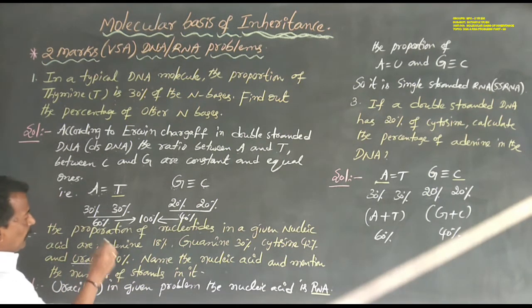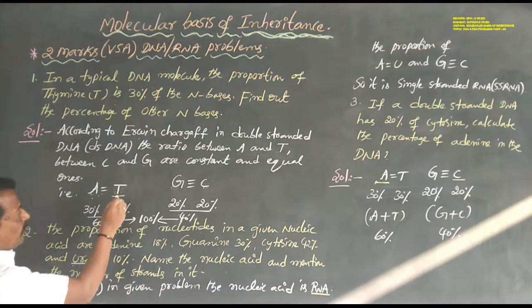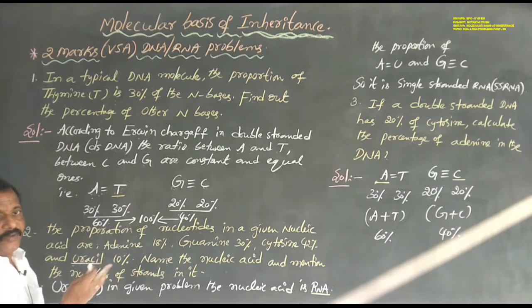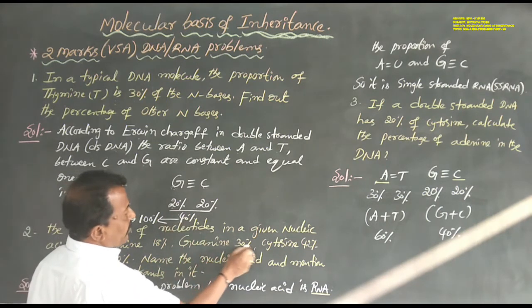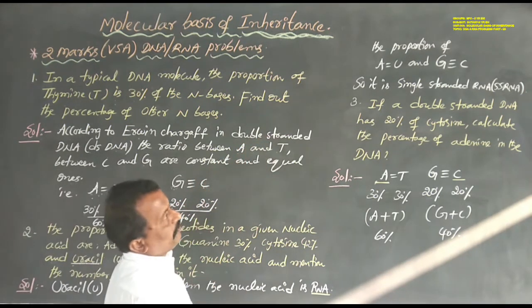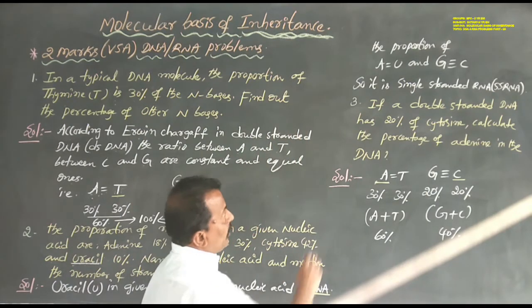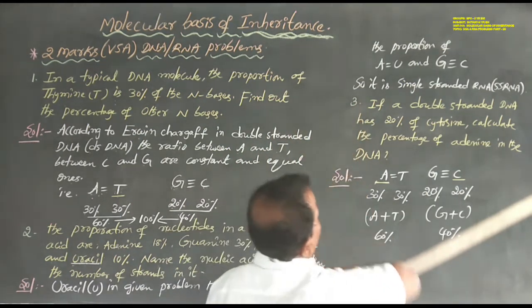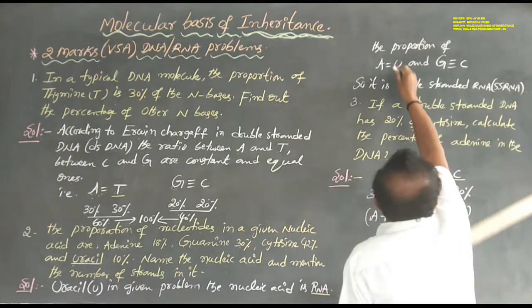So here adenine is 18% and uracil 10%, not an equal ratio. Next one, guanine 30%, cytosine 42%. This is not an equal ratio. So this means the proportion of adenine does not equal uracil and guanine does not equal cytosine.